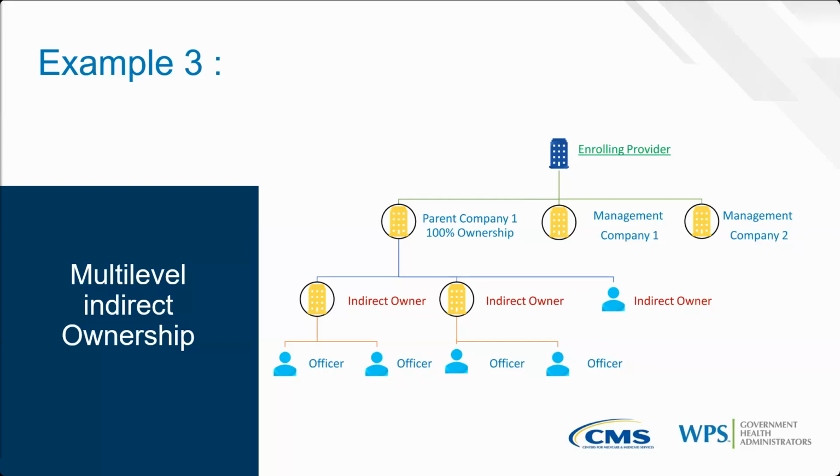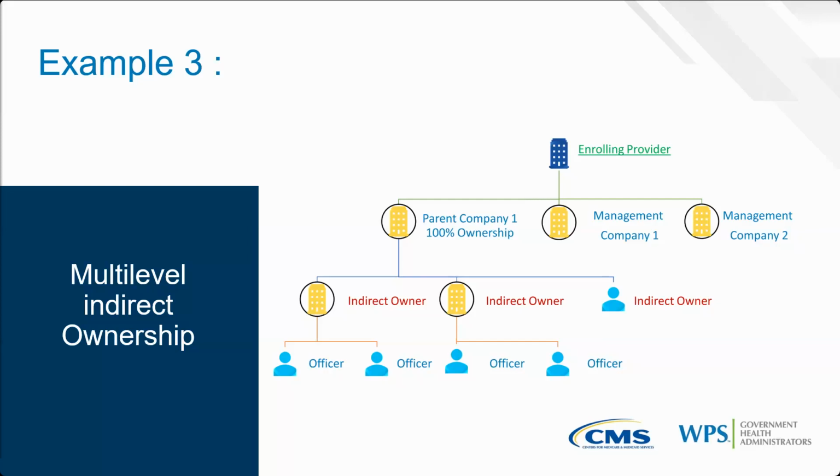The next level that you're seeing, we have 2 more entities that own the parent company. They are entities that have indirect ownership in that enrolling provider. Again, if you follow the line, there are direct connections all the way to the enrolling provider. And then there's also an individual with indirect ownership. The entities would also be listed in Section 5, and the indirect owner would be listed in Section 6.